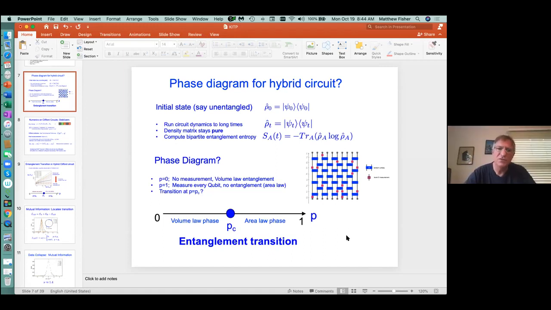We anticipate only two phases. I think we might have looked in the lambda-p plane, but I'm positive that there would just be two phases and there'd just be a phase boundary separating them in the lambda-p plane.